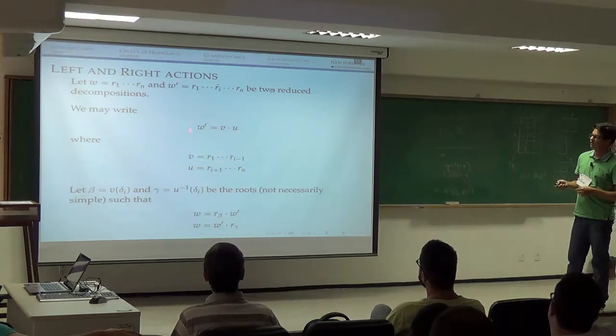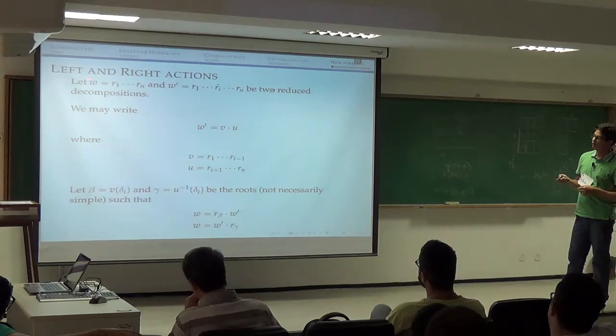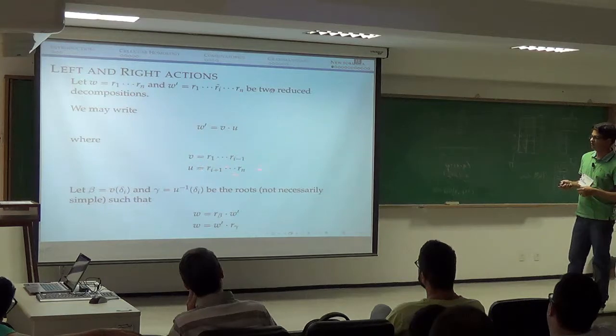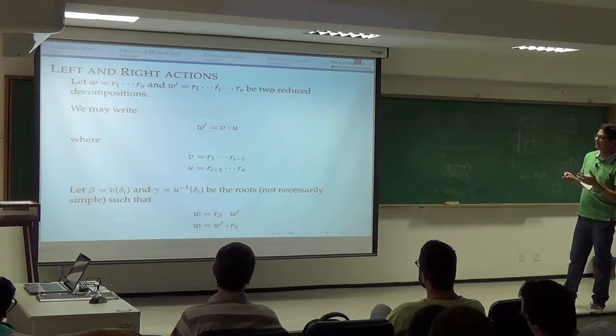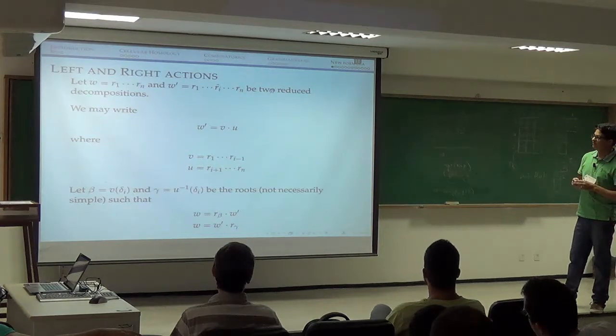Going back to the notation I put before, if we have W and W prime, and W prime is written as V dot U, where V is the first one here, and U is the remaining one. Here, I'm writing with R, but sometimes we use S.